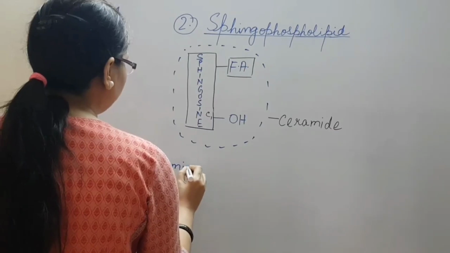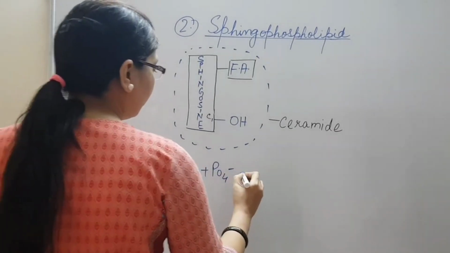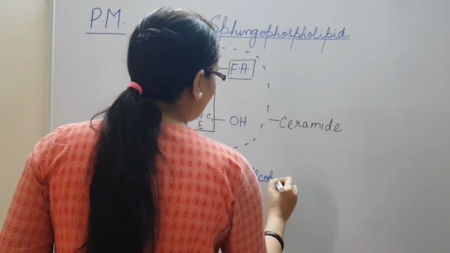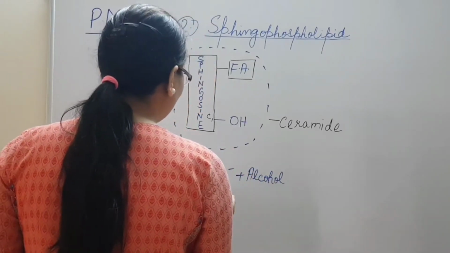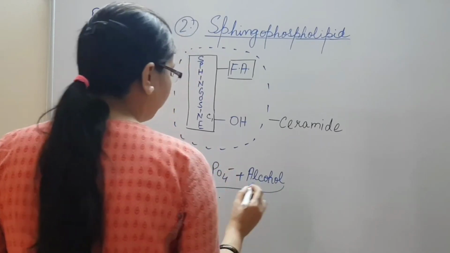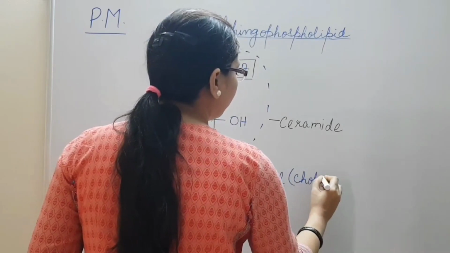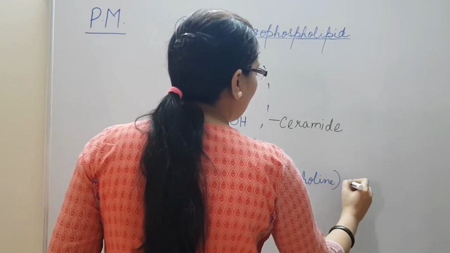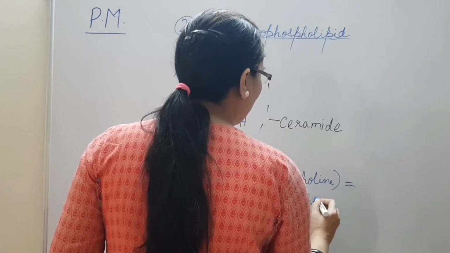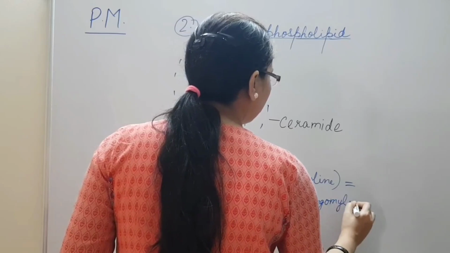Ceramide plus phosphate group plus alcohol is known as sphingophospholipid. When this alcohol is choline, then this sphingophospholipid is known as sphingomyelin.